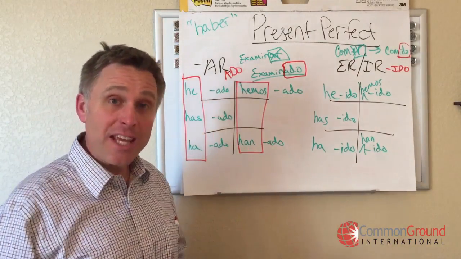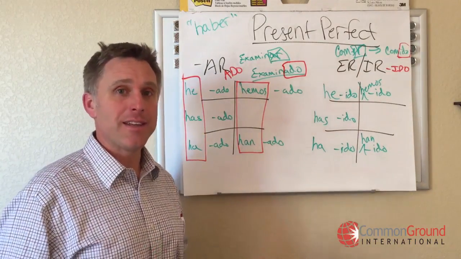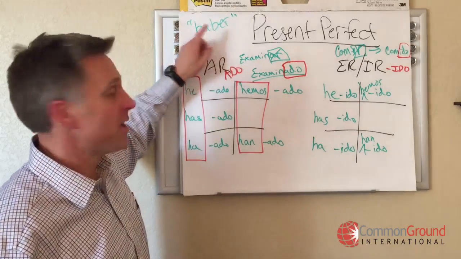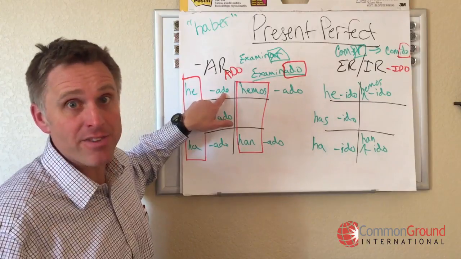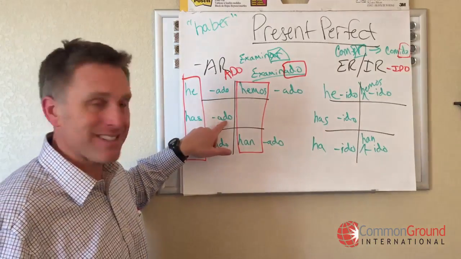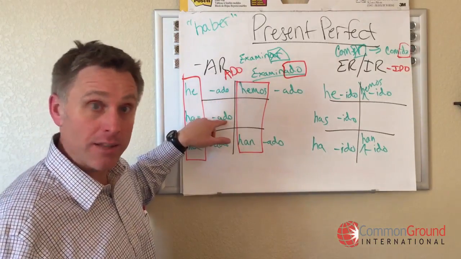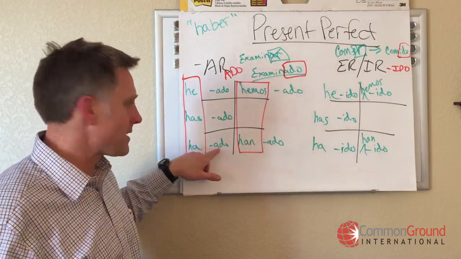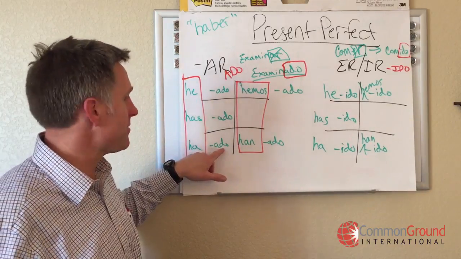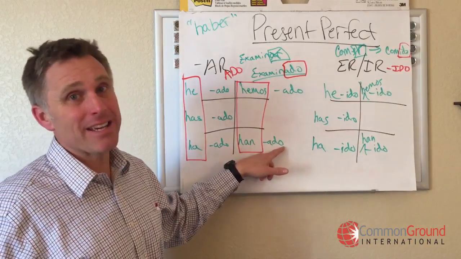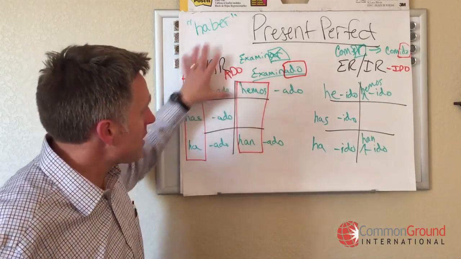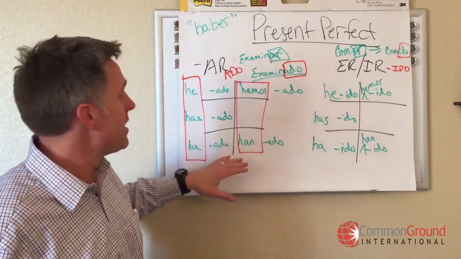So here's how it works. The verb that actually changes in this tense is the helping verb. So yo he examinado. I have examined. Tú has examinado. You have examined. Ella ha examinado. She has examined. Nosotros hemos examinado. Ellos han examinado. All right, so that's how you form the AR verbs.